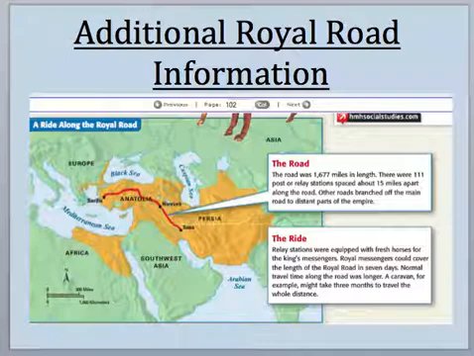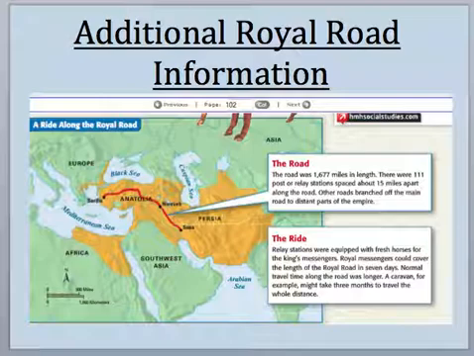So, more on the Royal Road. About the ride, the relay stations were equipped with fresh horses for the king's messengers. Royal messengers could cover the length of the Royal Road in 7 days. Normal travel along the road was longer. A caravan, for example, might take 3 months. So it's not the fact that everybody could take 7 days, but these are specifically for messengers who had a fresh supply of horses along each and every post. But the normal person who may be traveling, as it says here, could take even 3 months or longer to cover the entire distance.